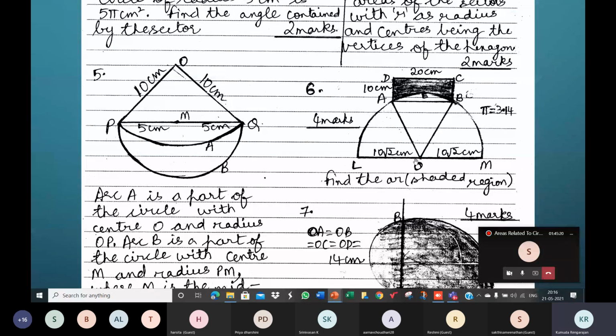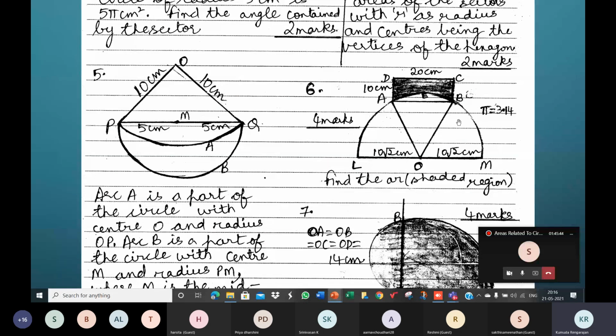So in this triangle, OA square plus OB square is 10 root 2 the whole square plus 10 root 2 the whole square. 200 plus 200, 400. AB square is equal to 20 square, 400. So OA square plus OB square is equal to AB square. So by the converse of Pythagoras theorem, angle AOB is equal to 90 degrees because it's opposite the longest side. 20 centimeters is the longest side.